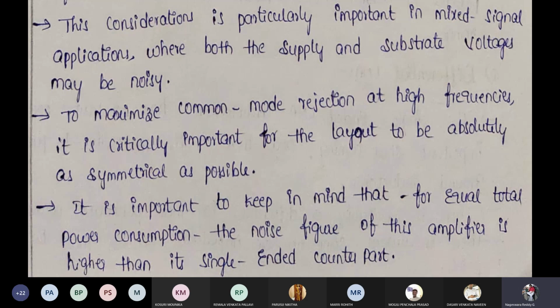To minimize common mode rejection degradation at high frequencies, it is critically important for the layout to be as symmetrical as possible. It is important to keep in mind that for equal total power consumption, the noise figure of this differential amplifier is higher than its single-ended counterpart.